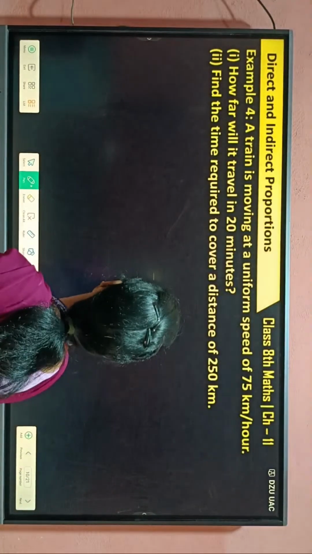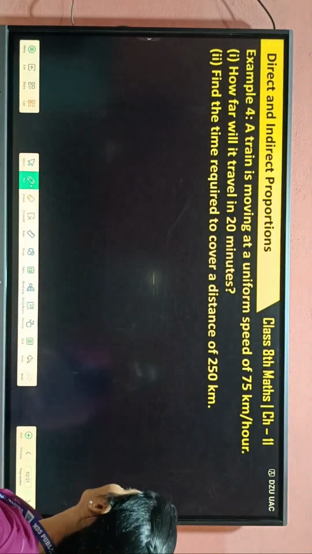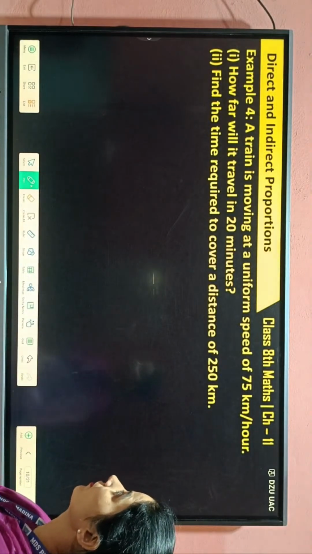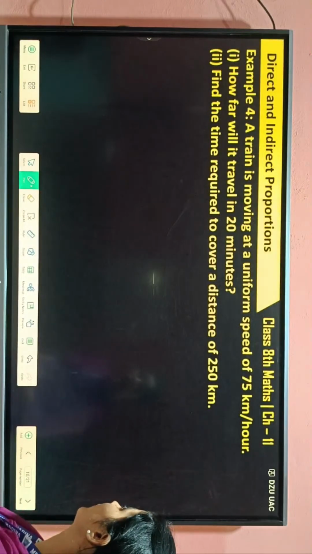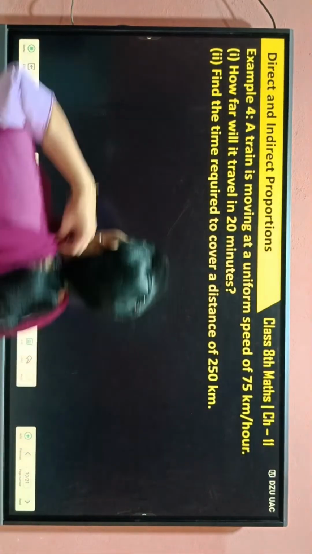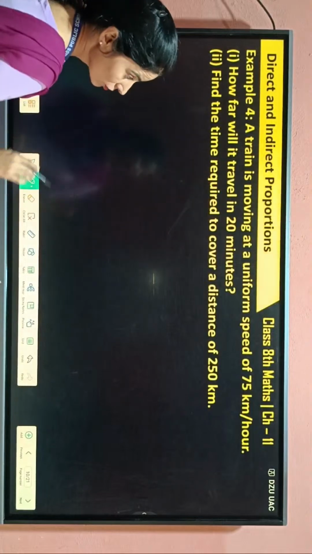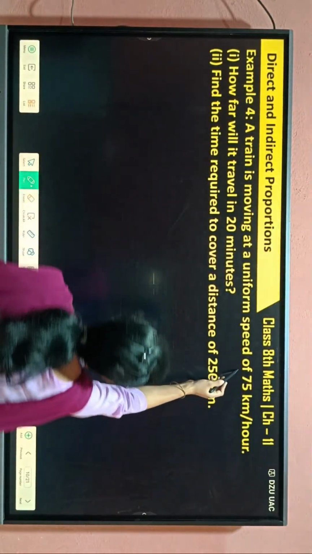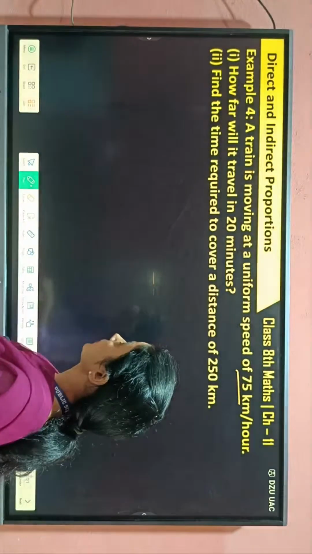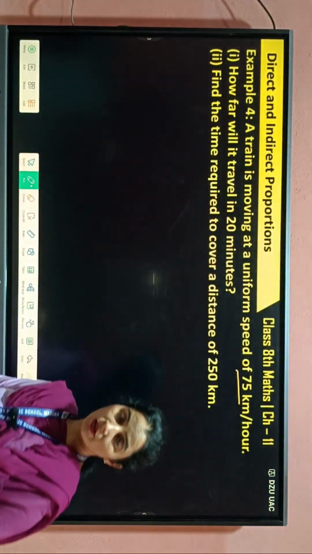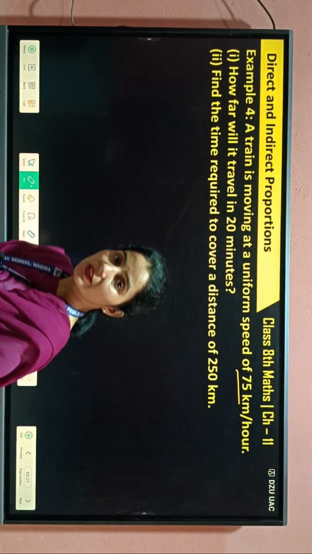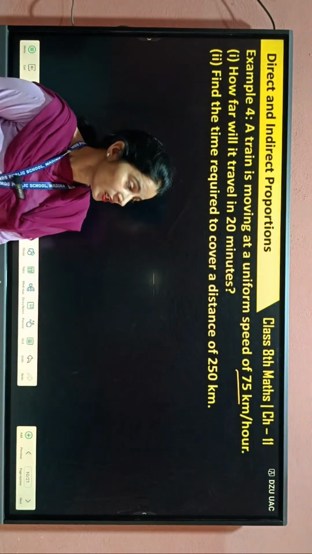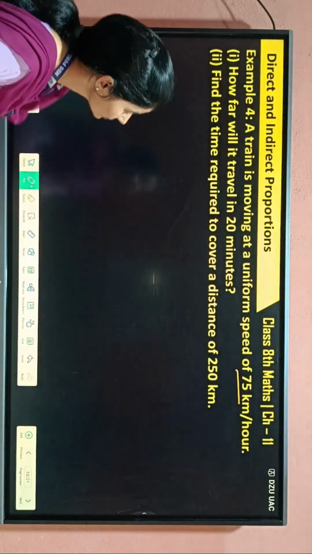A train is moving at a uniform speed of 75 km per hour. How far will it travel in 20 minutes? Find the time required to cover a distance of 250 km. The speed is uniform. It means if it travels more distance, it will take more time, and if less distance, then less time. This is a case of direct proportion.